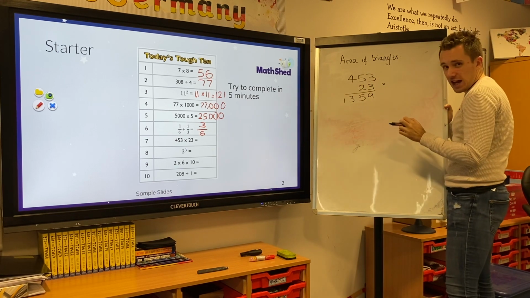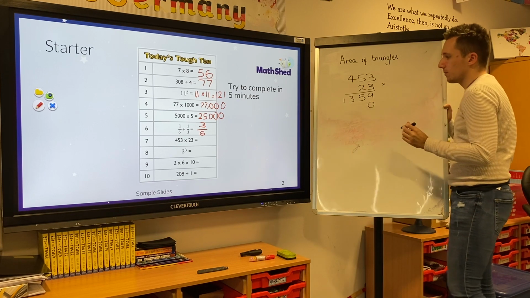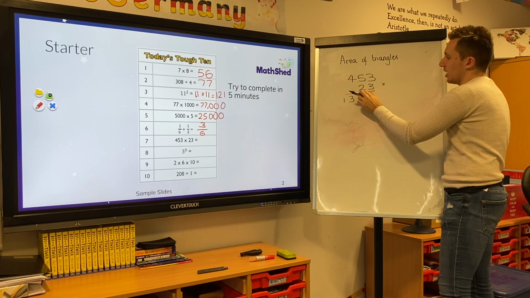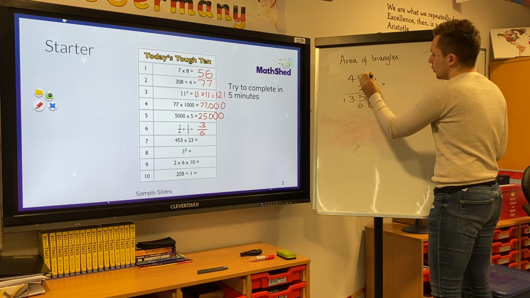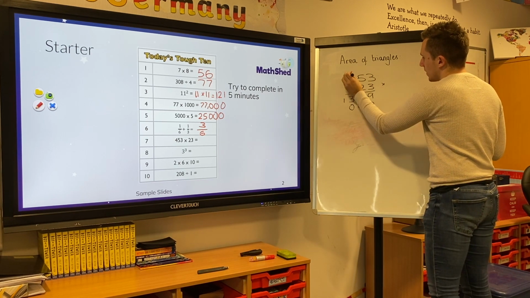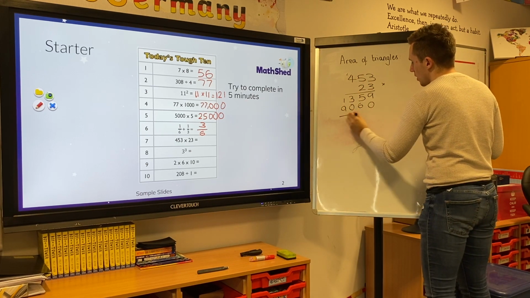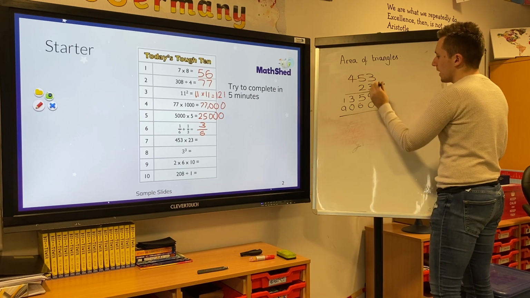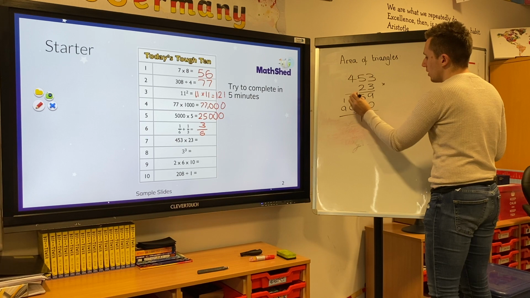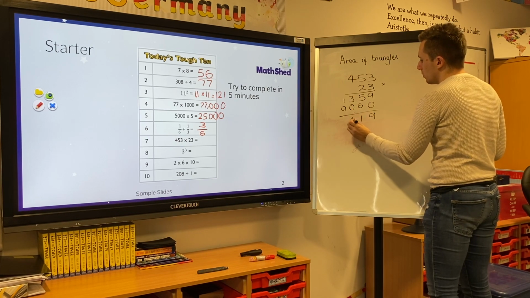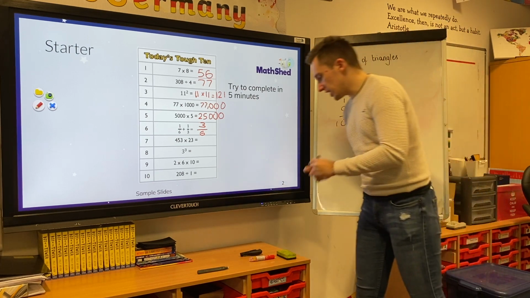We're moving into the next row now. It's 20, so we put a placeholder. We now start here. We do 2 times 3, which is 6. 2 times 5, which is 10. Carry the 1. 2 times 4 is 8. Add the 1 is 9. And now we add them together. So we've got 9. 5 add 6 is 11. Carry the 1. 3 add the 1 is 4. 1 add 9 is 10. 10,419.